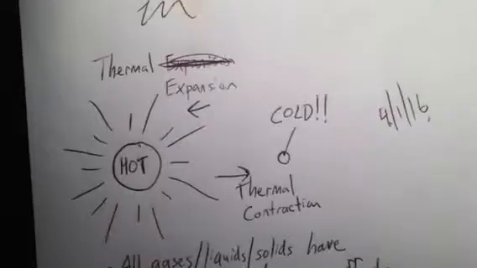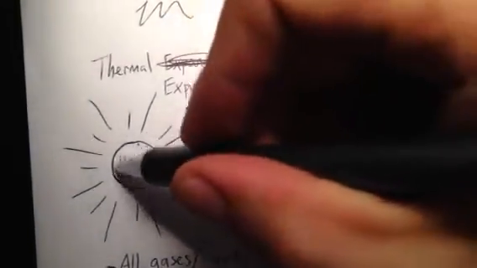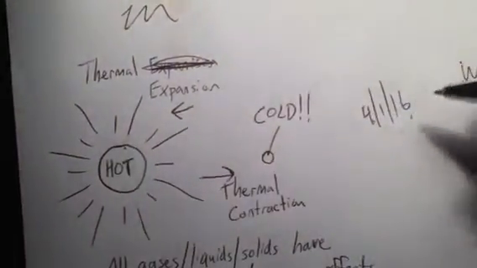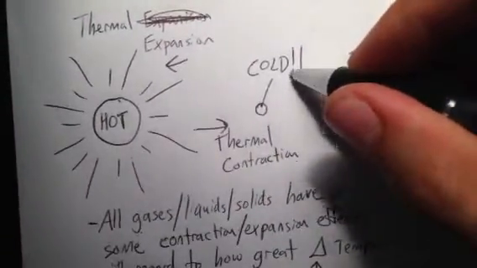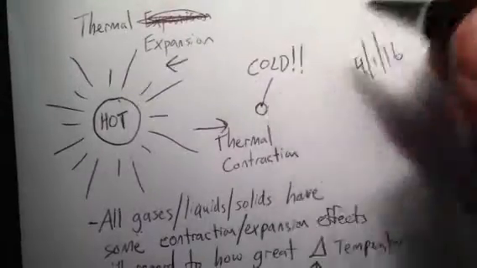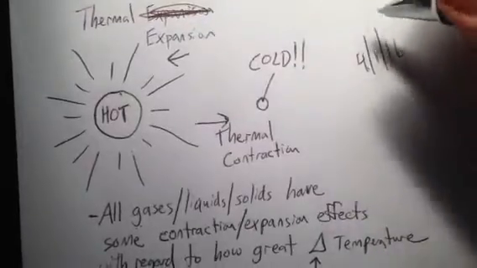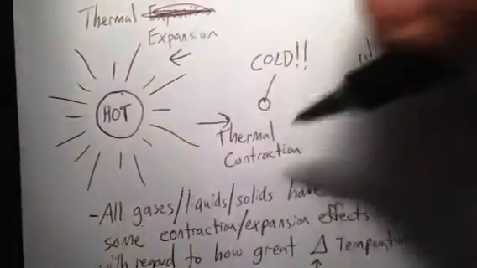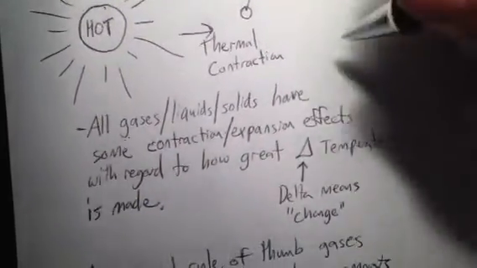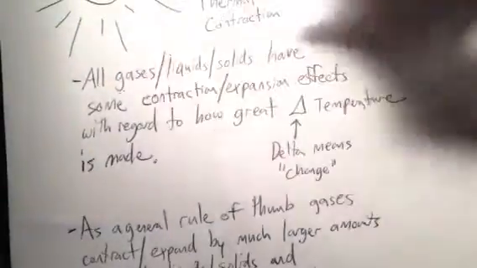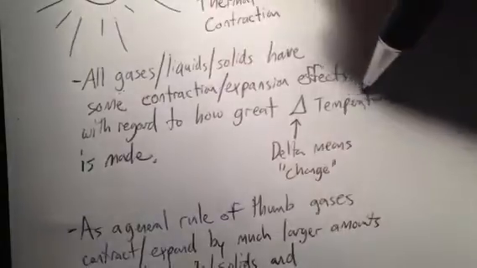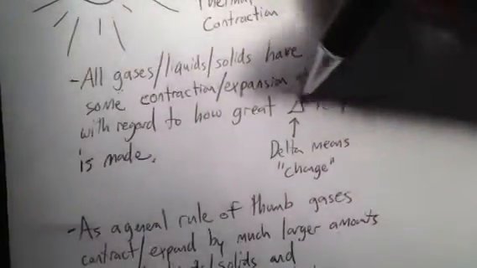Thermal expansion. When you have a hot young star, they're gonna be really hot, really big, really bright. And for the most part, when they cool down, they contract. That's what stars do. They contract when they cool down. Now, I'm not saying it's purely because of thermal contraction, because there's a lot of mass loss, but that's a general rule of thumb. And I have here, all gases, liquids, and solids have some contraction and expansion effects with regard to how great of a change in temperature is made.